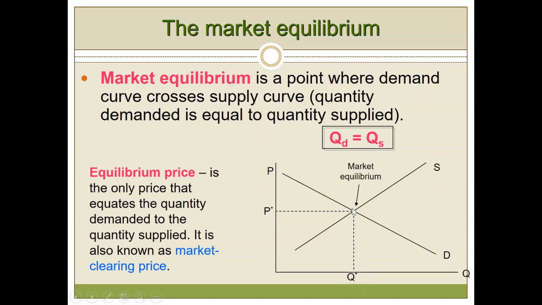The actual equation which describes market equilibrium condition is written down here. Market equilibrium is a point where quantity demanded is equal to quantity supplied. This will take place at one particular price, which is called equilibrium price or market clearing price. There will be a single price in the market such that quantity demanded will be exactly equal to quantity supplied.